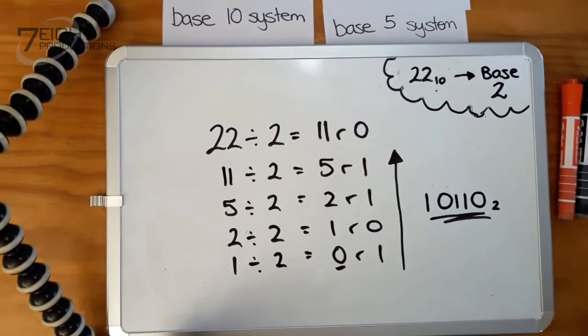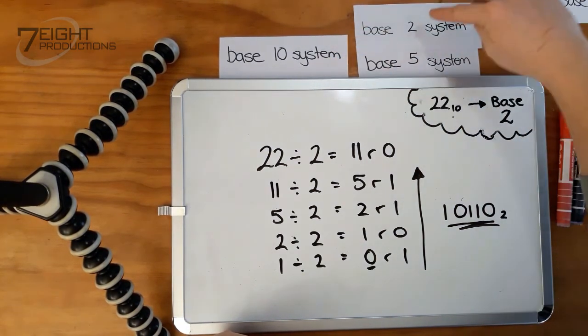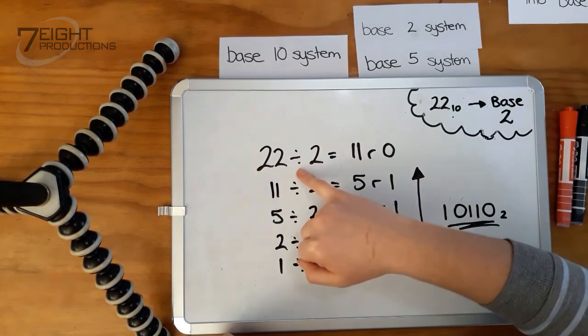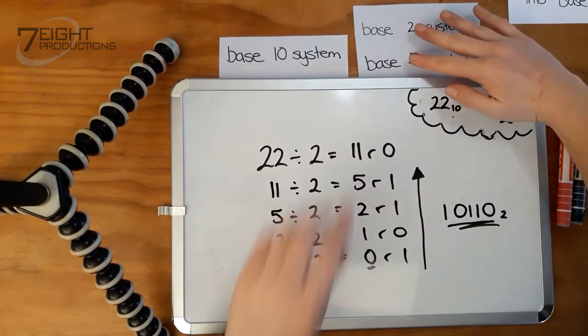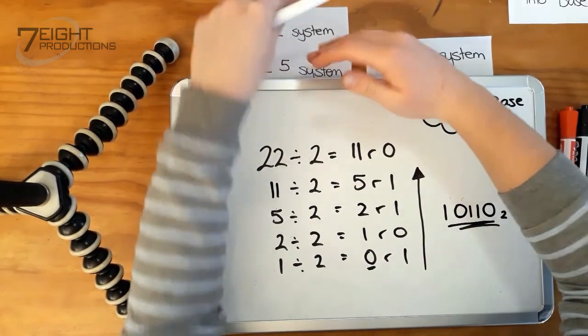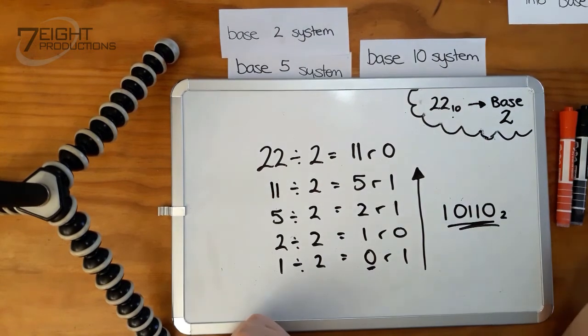Have fun with it. Remember that if you're changing from a base 10 system into base 2 or 5 or any other system, you're going to be using division. If you're working the other way and you're going from a 2 or a 5 or anything else into a base 10, you're going to use multiplication. And you can use a place value table if you like.